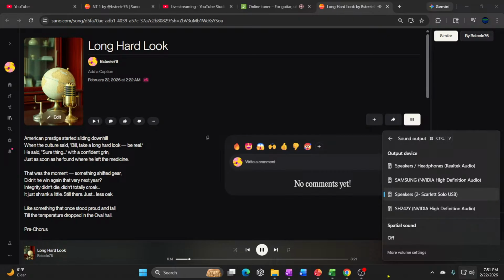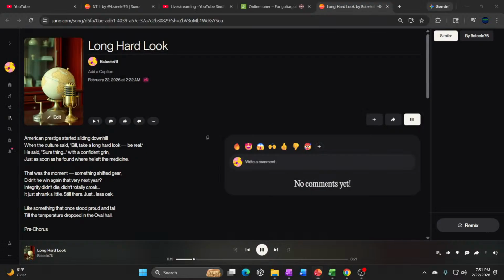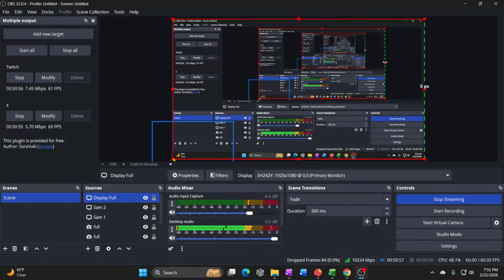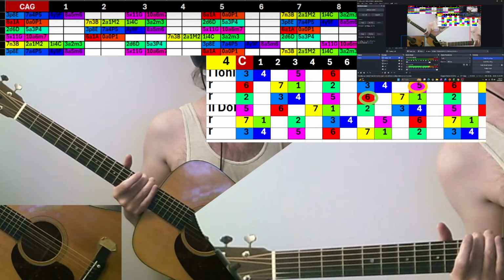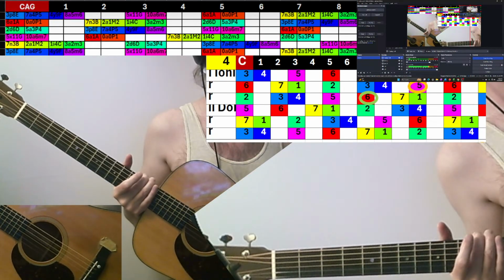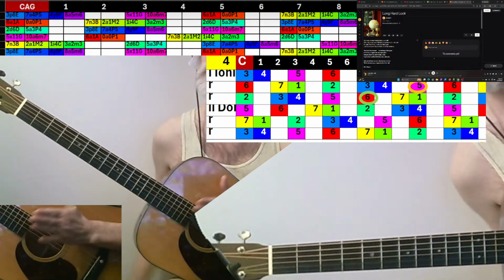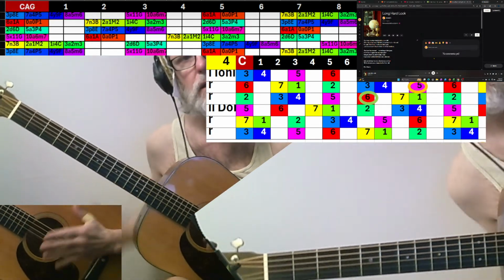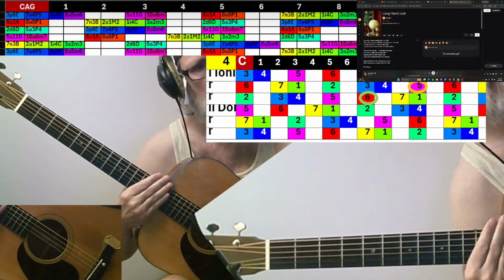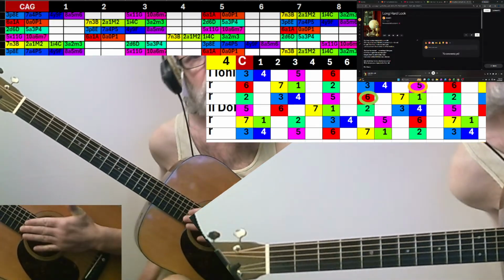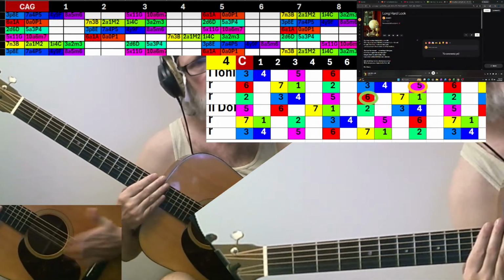American prestige started sliding downhill when the culture said, Bill, take a long hard look, be real. He said, sure thing, with a confident grin, just as soon as he found where he left the medicine. That was the moment something shifted gear. Didn't he win again that very next year? Integrity didn't die, didn't totally croak, it just shrank a little, still there, just less oak. Like something that once stood proud and tall till the temperature dropped in the Oval Hall.